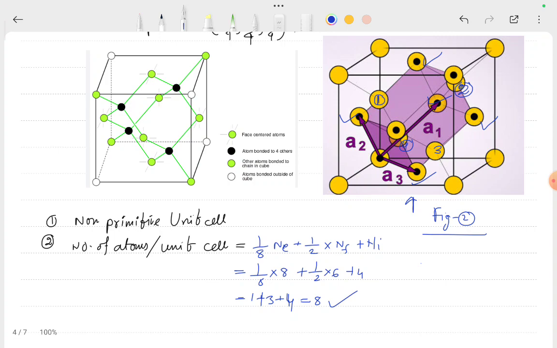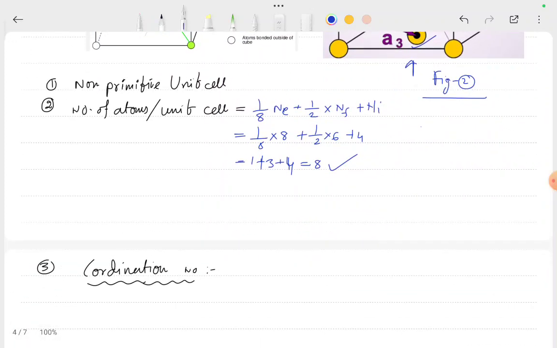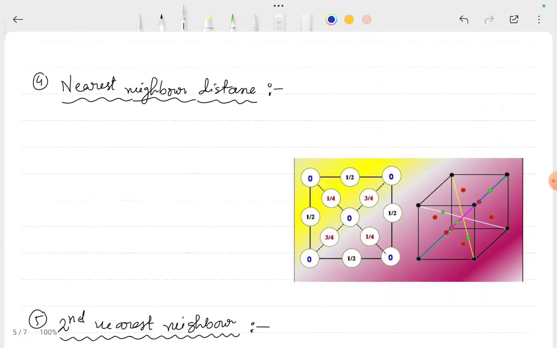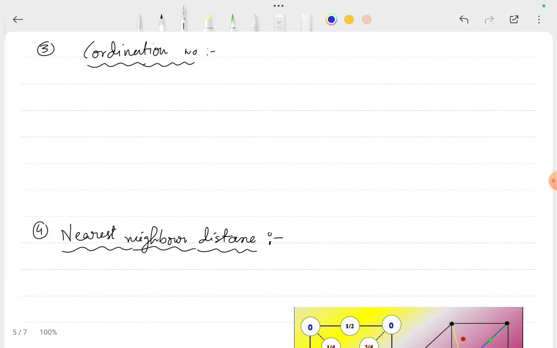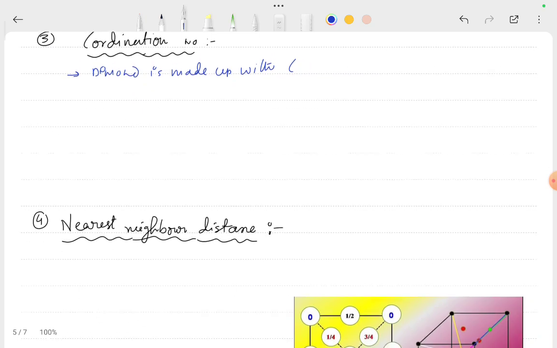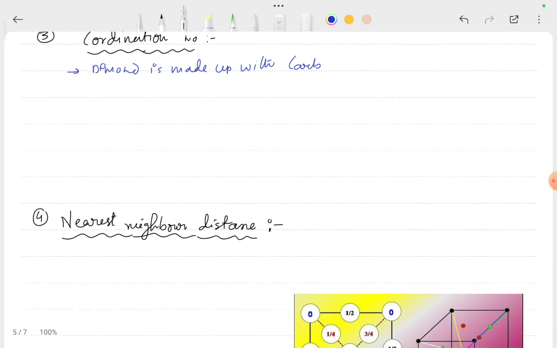Next we go to another point. This is the coordination number. Coordination number means the first nearest neighbor atoms. Actually, diamond is made up of carbon. Okay, you just write down the point. Diamond is made up of carbon.